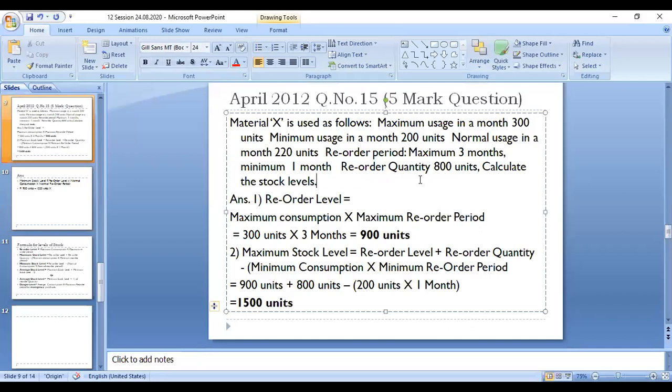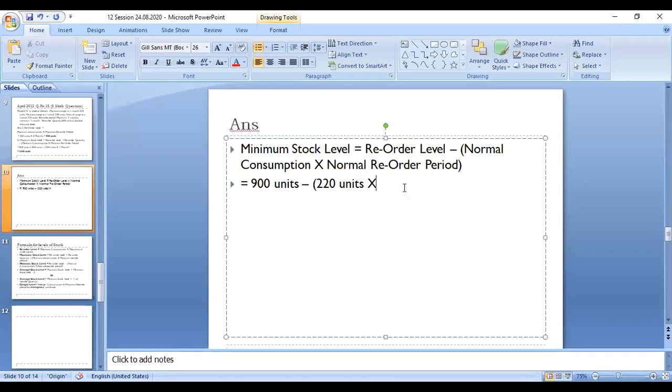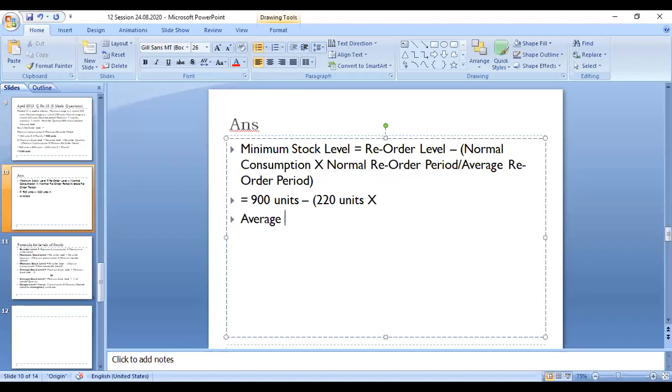Where is the normal reorder period? For the reorder period they have given only 3 for maximum and 1 for minimum. So for the normal reorder period, if it is not given, you have to take the average reorder period. How to calculate the average reorder period?